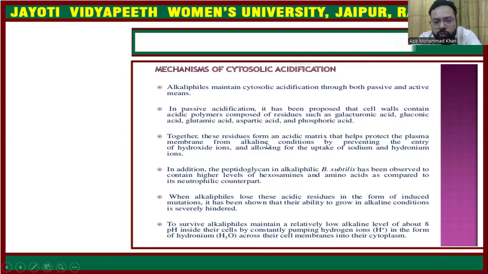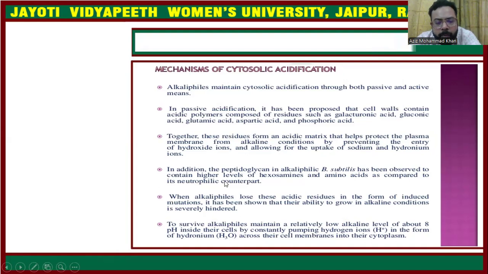These residues form an acidic matrix that helps protect the plasma membrane from the alkaline conditions by preventing the entry of the hydroxide ions. So, due to these acids, OH ions cannot move inside the cell. Okay, so the microbial cell membrane can be safe. They allow for uptake of sodium. They allow only the uptake of some specific group of ions.